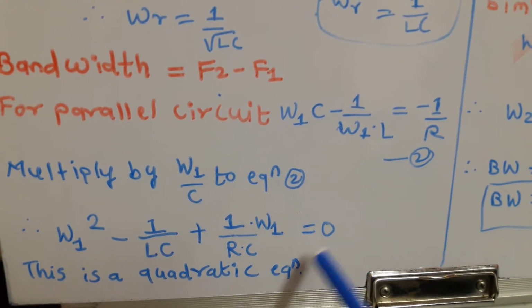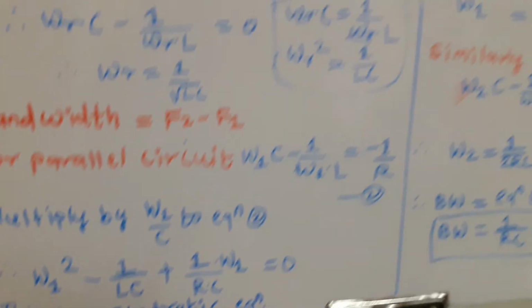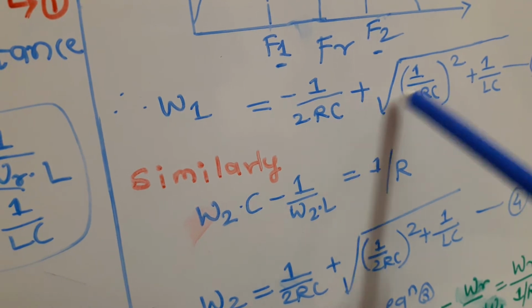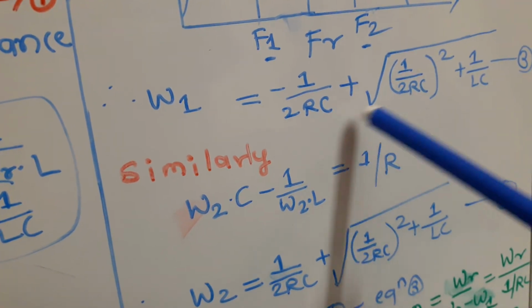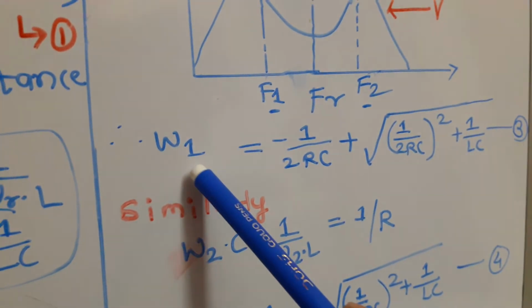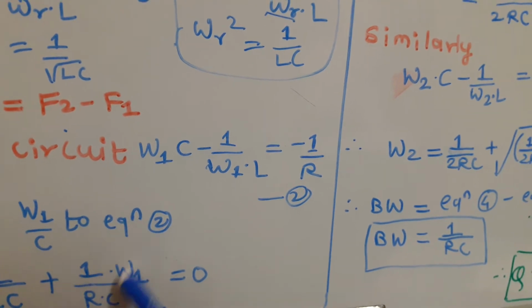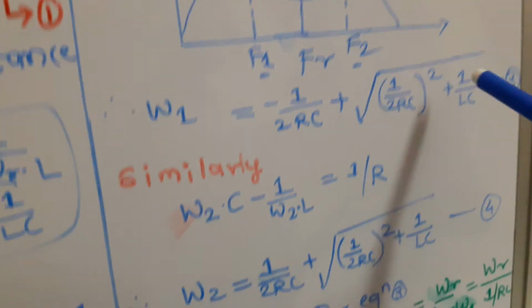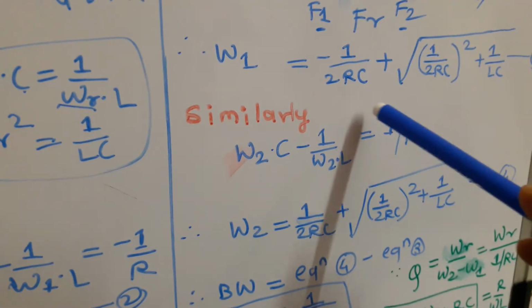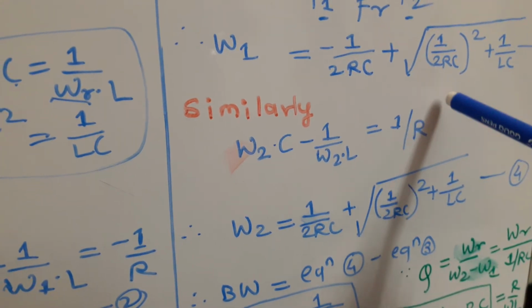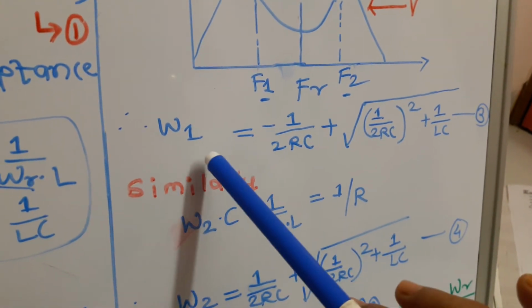From this form we can easily take the square root by the formula minus b plus or minus under root of b square minus 4ac, divided by 2 times a. So from this we can easily get the ω1 value. ω1 is equal to minus b. Now here b is 1 upon RC. So minus 1 upon 2RC plus under root of b square minus 4ac. Now this 2 came from the denominator part, that is divided by 2a. So we are getting the ω1 value.